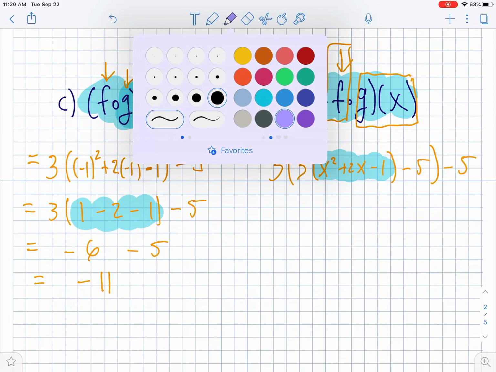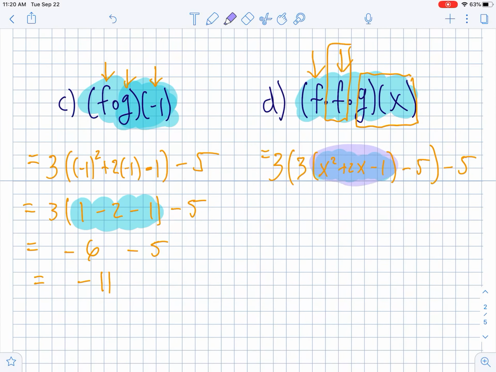So here, I'll use a different highlighter. This is g of x, f of x with g of x inside of it, and then another f of x with f of x of g of x inside that. Gnarly. Let's play cleanup. I'm thinking let's distribute this 3 inside here.